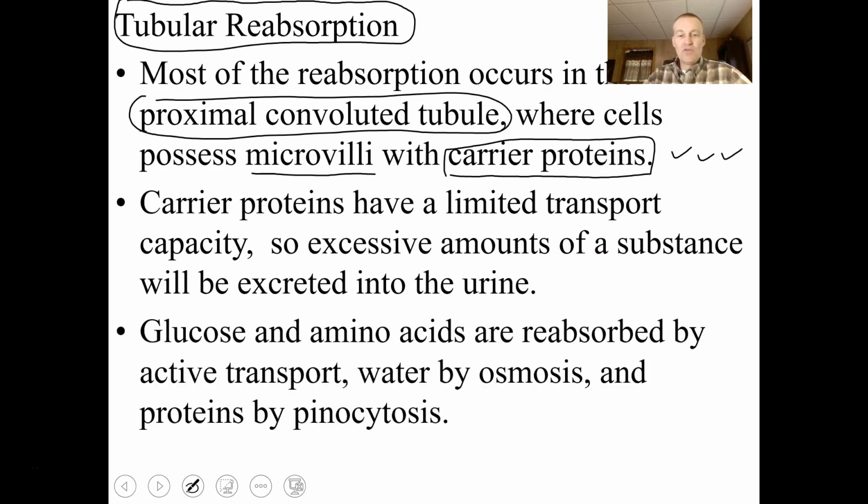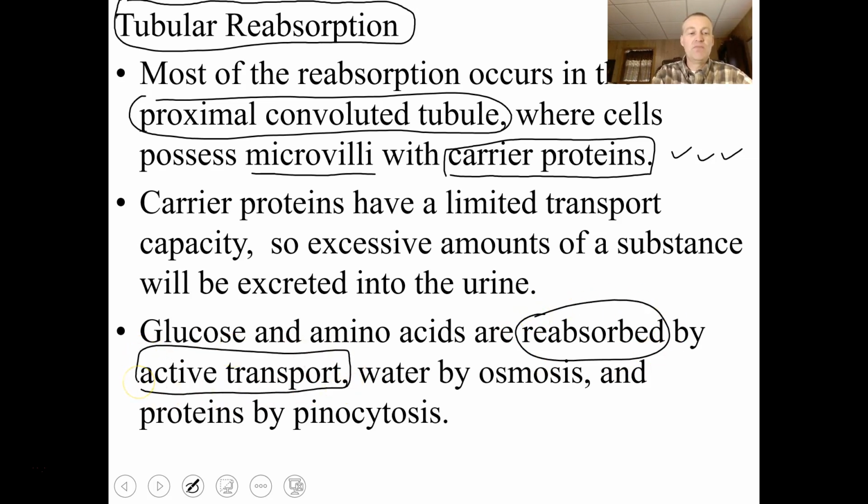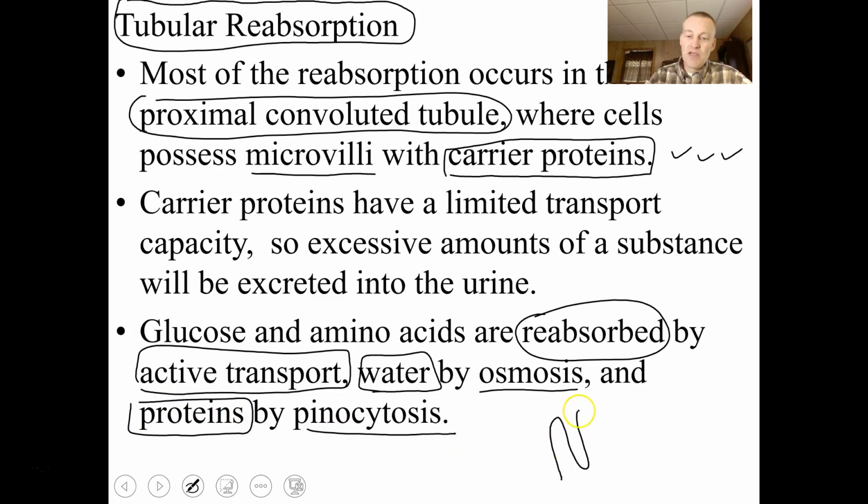So glucose and amino acids are going to be reabsorbed by active transport. We have to use ATP, or energy, to bring those substances across. Water is going to be brought back across through osmosis, so that's a passive process, but facilitated by aquaporins in the membranes of the cell. And then proteins and some other substances will be brought across by a process called pinocytosis, where the cell membrane has little invaginations, and these little invaginations pinch off, trapping water and materials, and they come in a little vesicle and are processed by the cell.